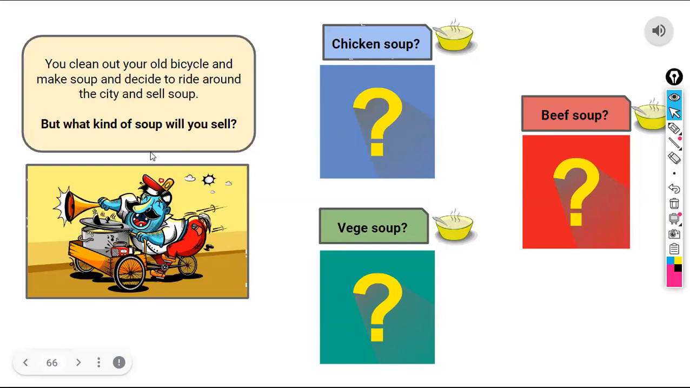Right now, I really can't remember. I made these slides a long time ago. I like chicken, so I'm going to go with, actually, no. When I buy from outside, I only buy veggie. I'm going to go with veggie soup.